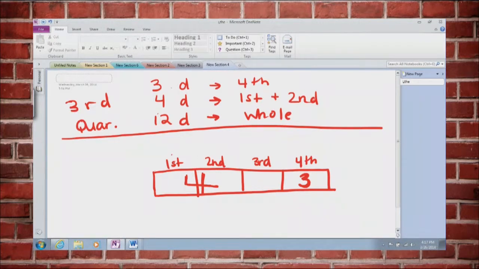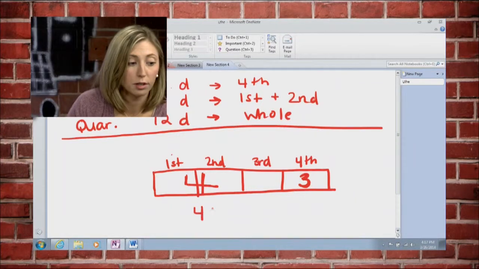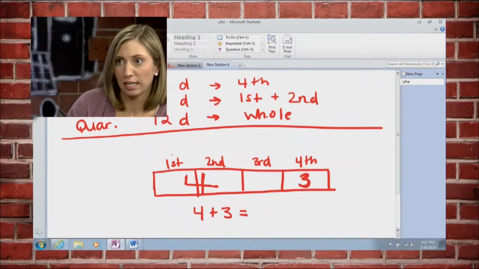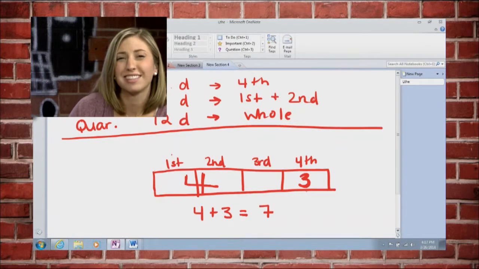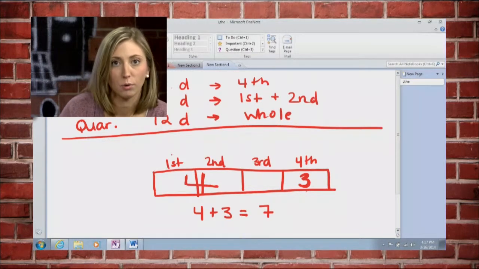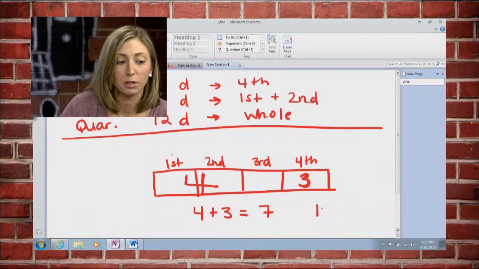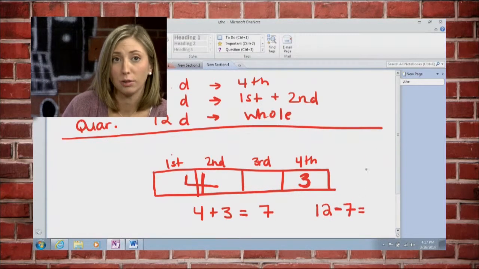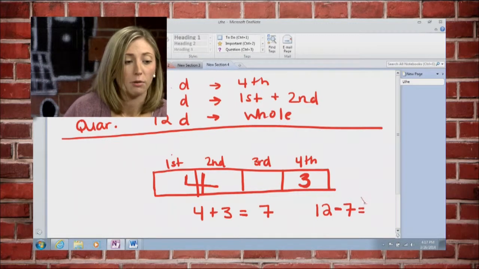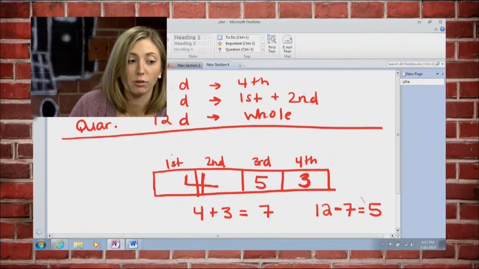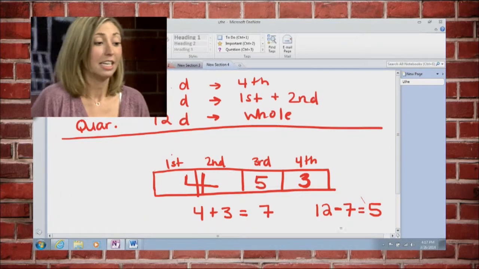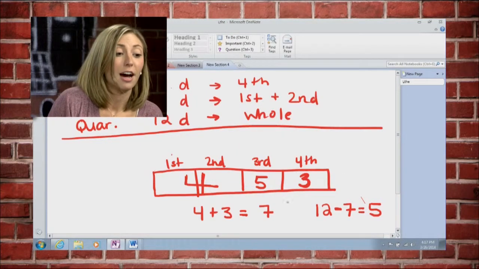So far with the first and second quarter, he has 4. And then with the fourth quarter, so 4 plus 3, first, second, and fourth, all together, he's had 7 detentions. So that means that the rest of them must have been in the third quarter. We know all together he had 12. We'll subtract the ones that we already know that he got in the first, second, and fourth, and we're left with 5. So that means that he got 5 detentions in the third quarter. I don't know what happened there to John, but he had a rough third quarter there.